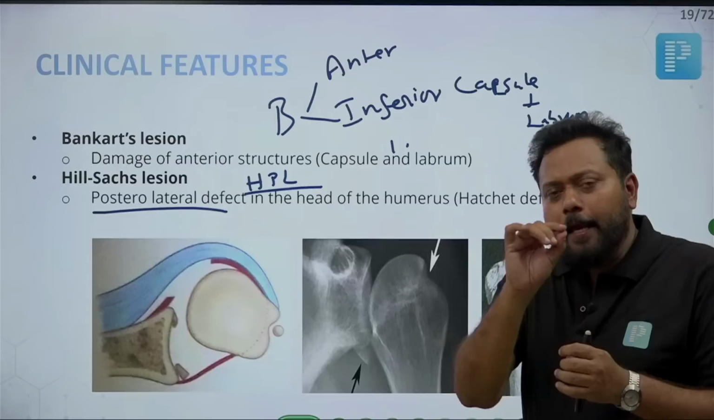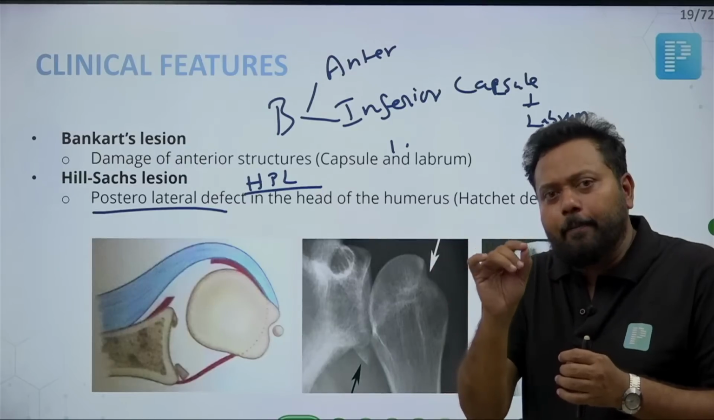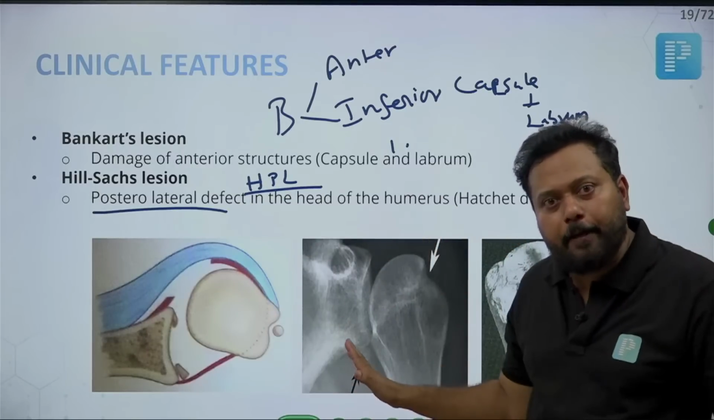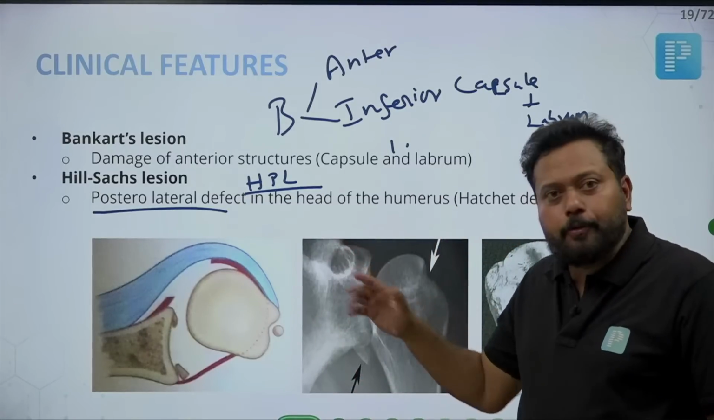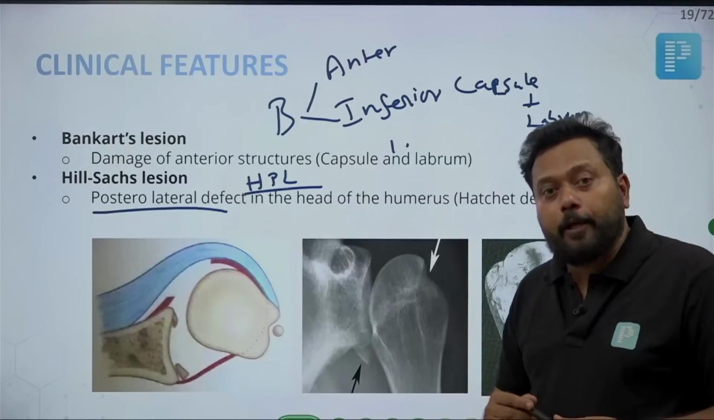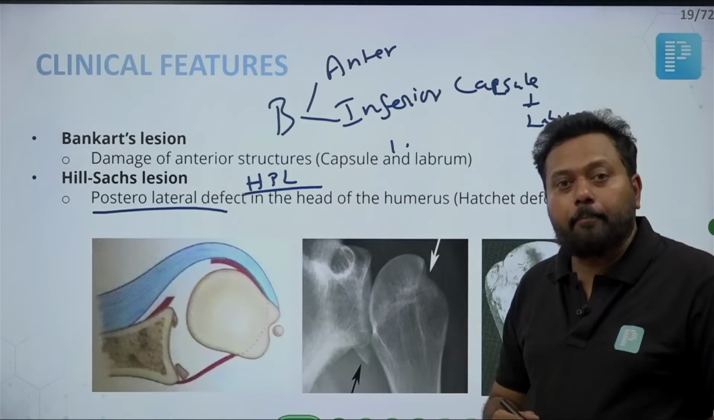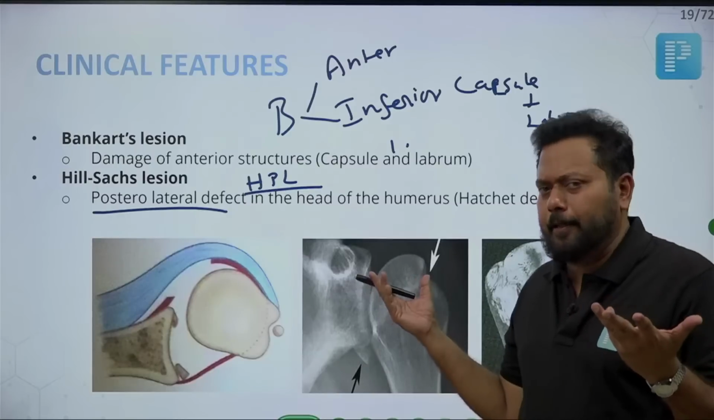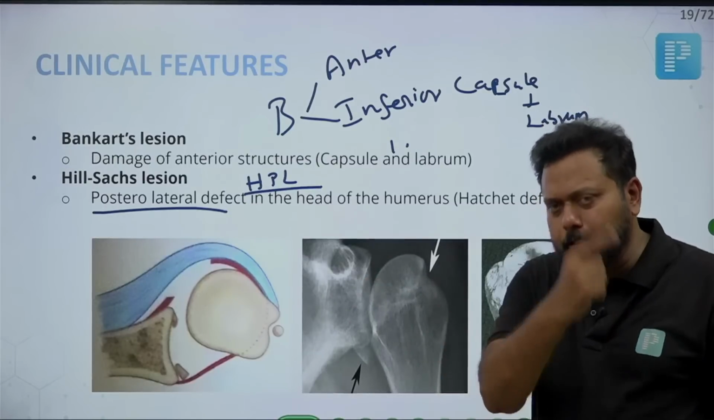Whenever there is damage in the capsule and labrum in the antero-inferior aspect, that is called Bankhart's. BAI, HPL. This often confuses. They give Hill-Sachs as antero-inferior, posterolateral, mediolateral, something like that. Whatever they confuse, when we have a mnemonic, they can't confuse. This is a sure question, dear friends.